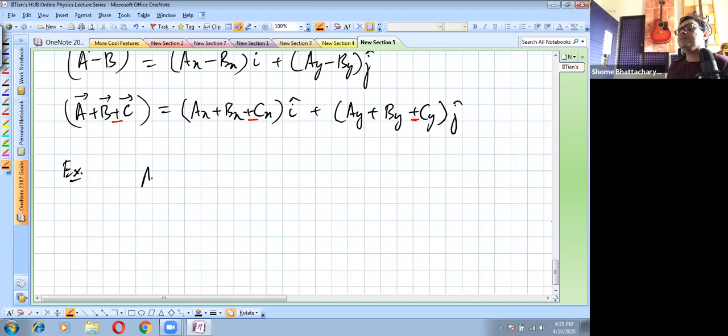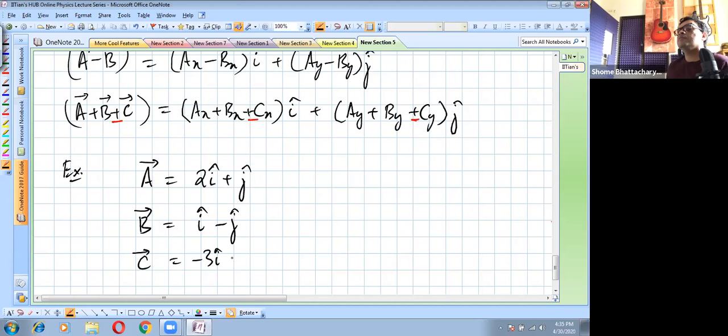So I have the vector A, which is, let's say, 2i cap plus j cap. I have a vector B, which is i cap minus j cap. Now I have a vector C, which is minus 3i cap plus 2j cap. Now I say that find A plus B plus C.